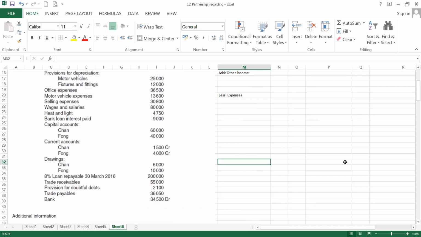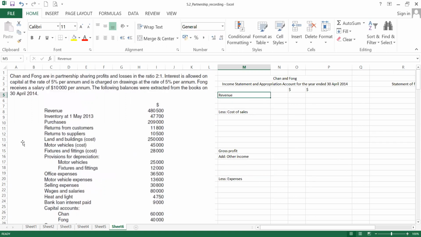Then after that, we have the new format, profit from operation. Okay, then if you have any finance cost, you have to minus it from the profit from operation. Then after that, only the last profit for the year. So take notes about the change of the syllabus.